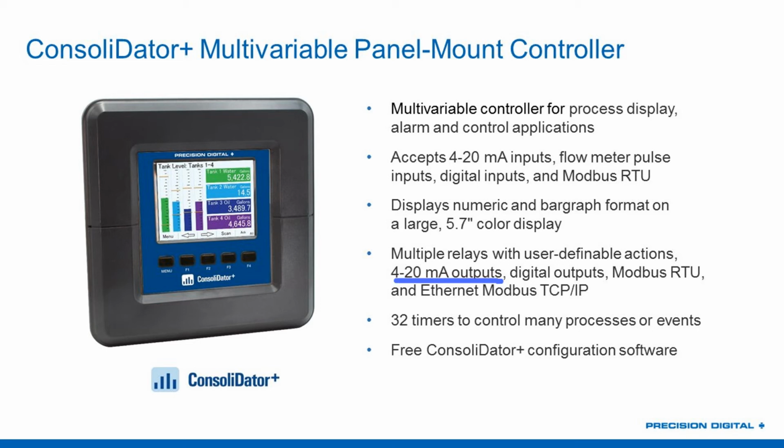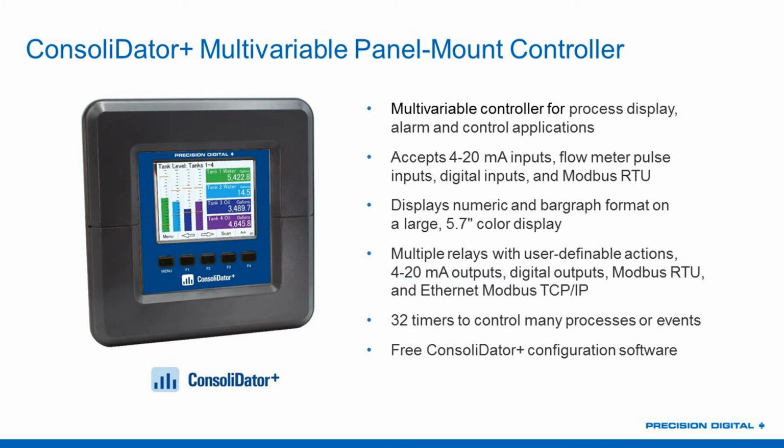You can also get 4 to 20 milliamp outputs if you want to isolate those from your 4 to 20 milliamp inputs, or you want to use it as a pulse to 4 to 20 milliamp converter. We've got digital outputs to send signals simply to your PLCs. You can pull information out of it with Modbus RTU, and it is Precision Digital's first product with Modbus TCP/IP, so you can pull data out of it via Ethernet.